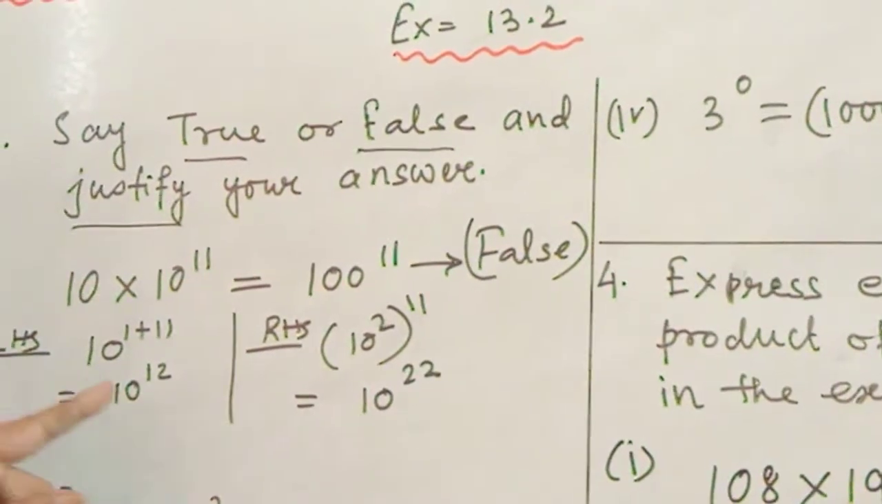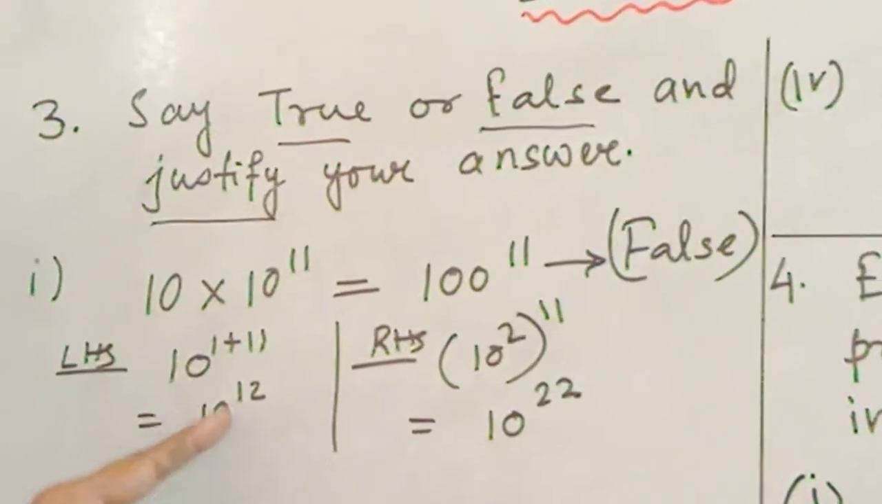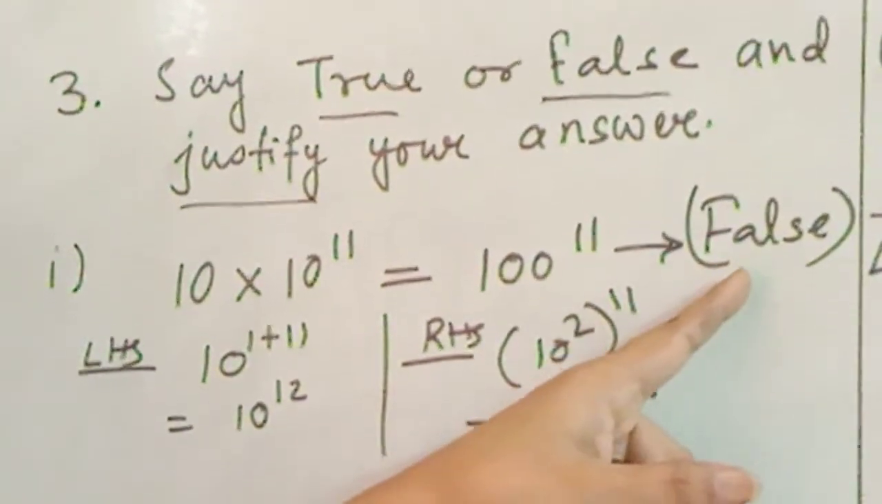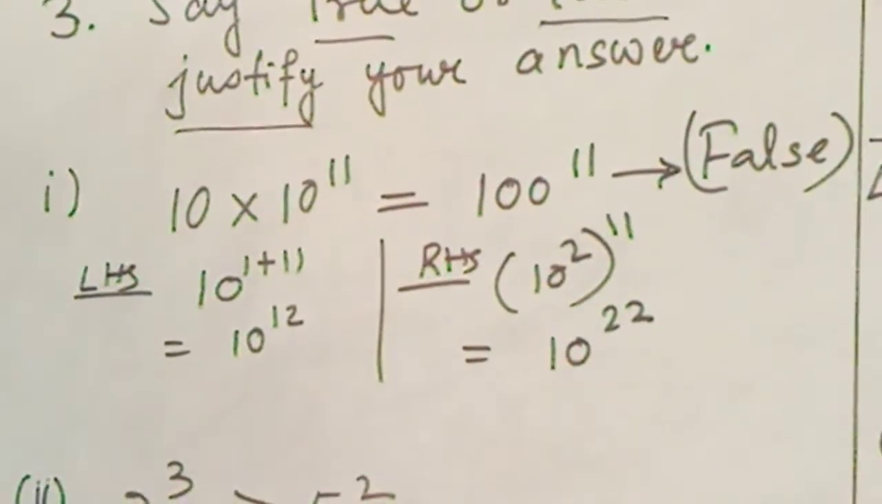Okay, so this is the justification. You can see why it is not correct, why this is not true, why it is false. So you can show this.